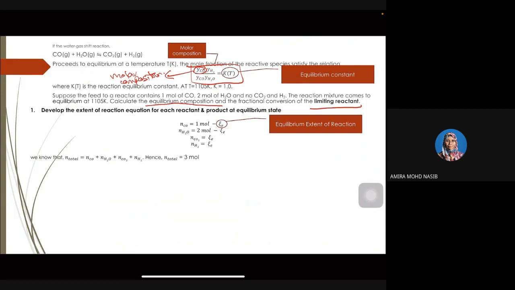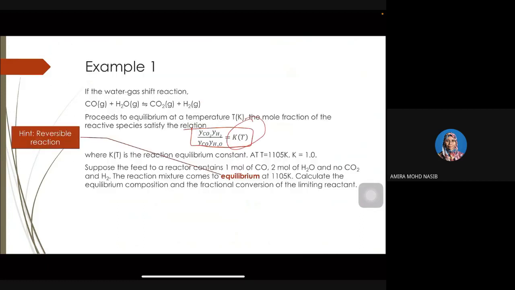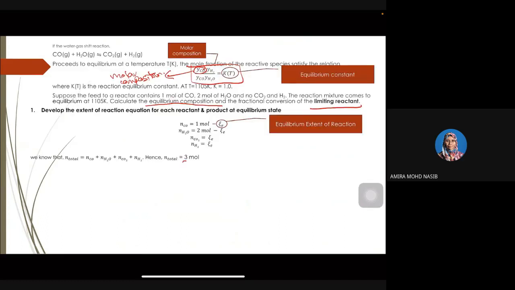Sorry, there is in the question stated that there is no carbon dioxide and hydrogen, so this one should be eliminated. So N total should be moles of carbon monoxide plus moles of water, which is equal to 3 moles.